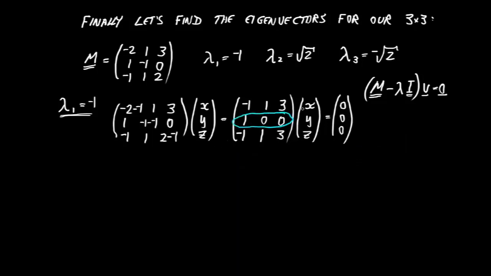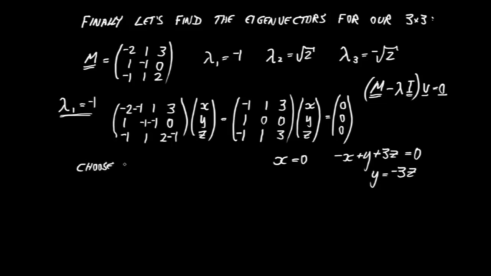Now I'm going to highlight this row here, 1, 0, 0. That's just saying, in fact, that x is equal to 0. Now if we take either the top row or the bottom row, we have minus x plus y plus 3z is equal to 0, or y is equal to minus 3z.